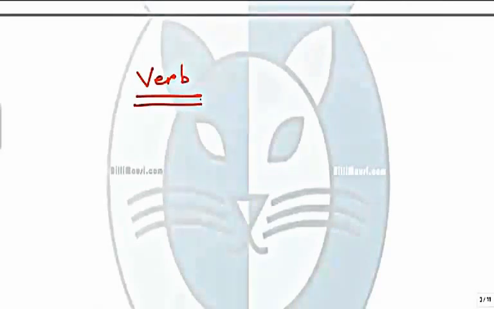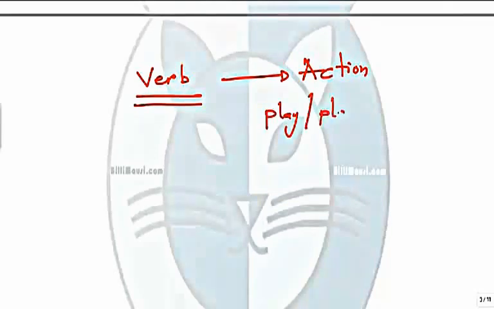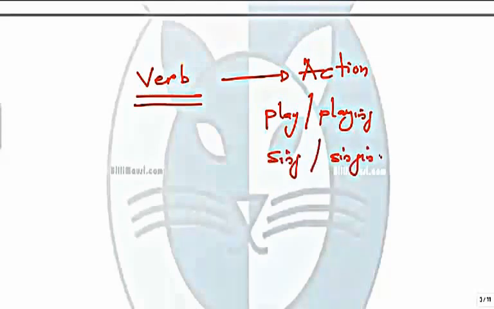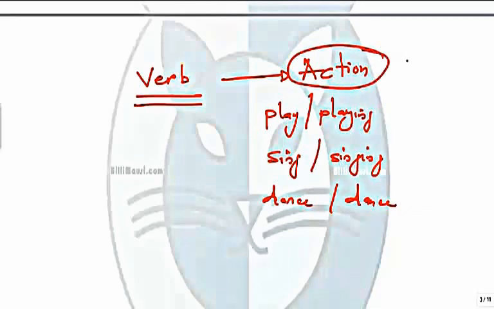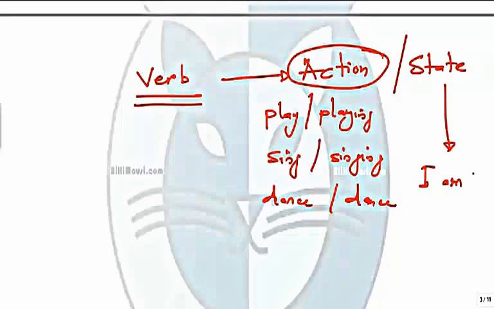When we talk about verb, the first thing which clicks onto our mind is action. By action I mean play or playing, sing or singing, dance or dancing. But verb is not only restricted to action, it can also be the state of being. For example, I am here. Here am is the verb which is illustrating the state of being of I.